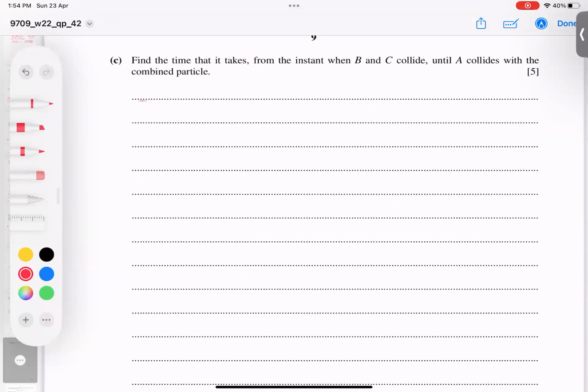Find the time taken. Time it takes from the instant, and instant means the time when B and C collide. When B and C collide, this is very important, until A collides with the combined particle. So I think this question will create trouble.